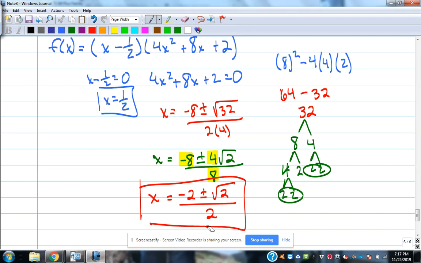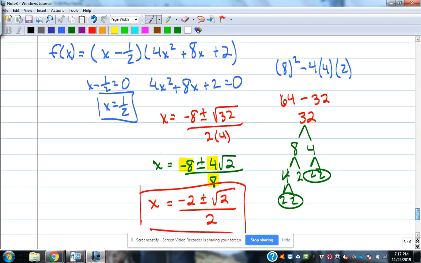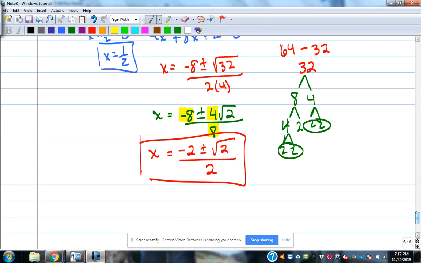So that's 3 answers. We had a polynomial at the beginning that had degree of 3. The highest exponent was 3. So we had 3 answers. That always goes together. 3 solutions for a cubic polynomial. It has a degree of 3.